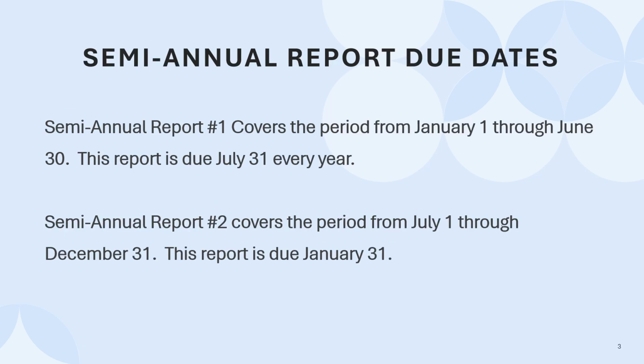Reporting periods for the construction grant follow the calendar year from January to December. The first semi-annual report covers the period from January 1st through June 30th, and this report is due July 31st of every year. The second semi-annual report covers the period from July 1st through December 31st, and this report is always due January 31st of every year. If you need more time to complete these reports, please contact us.